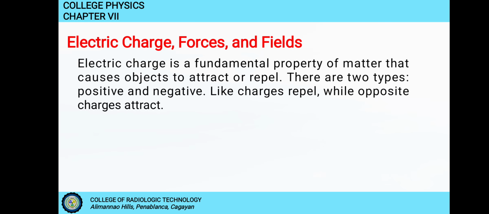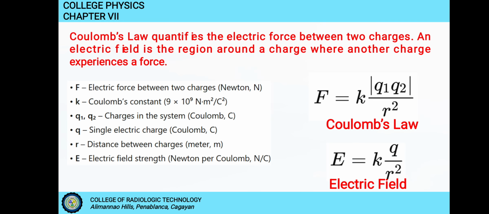Under this one, class, it says here that electric charge is a fundamental property of matter that causes objects to attract or repel. Take note that we have two types: the positive and the negative charge. If you can still remember the law of charges, when like charges, they repel. When we have opposite charges, they attract. Please take note of that.